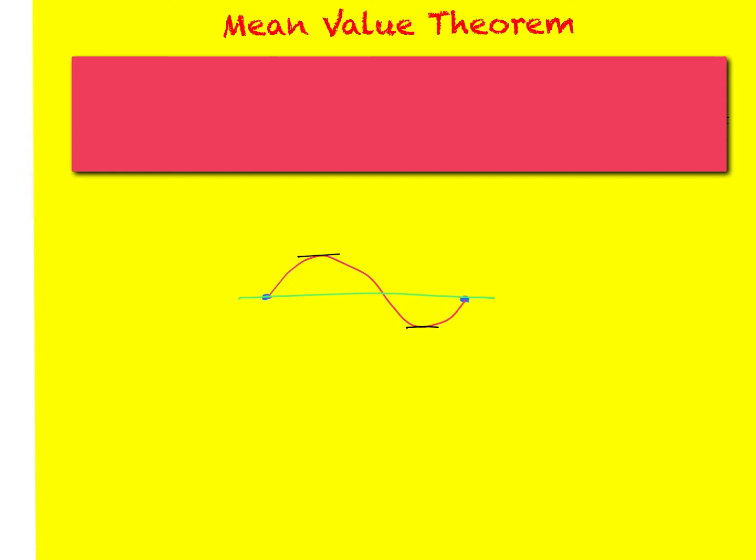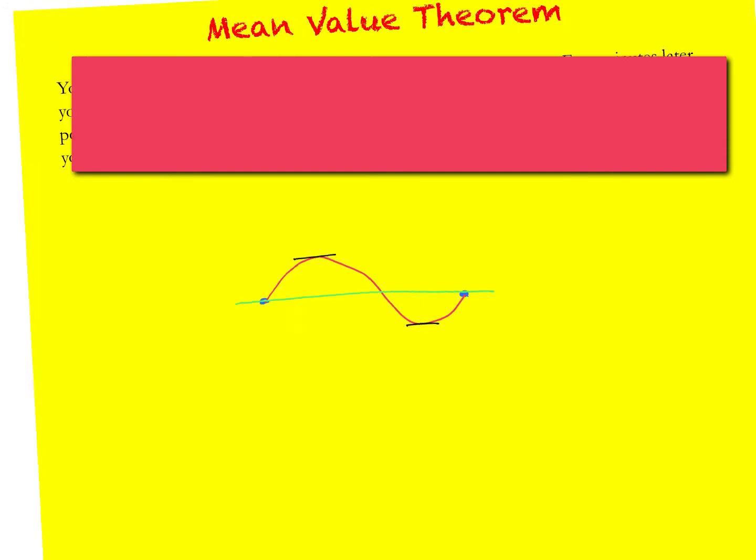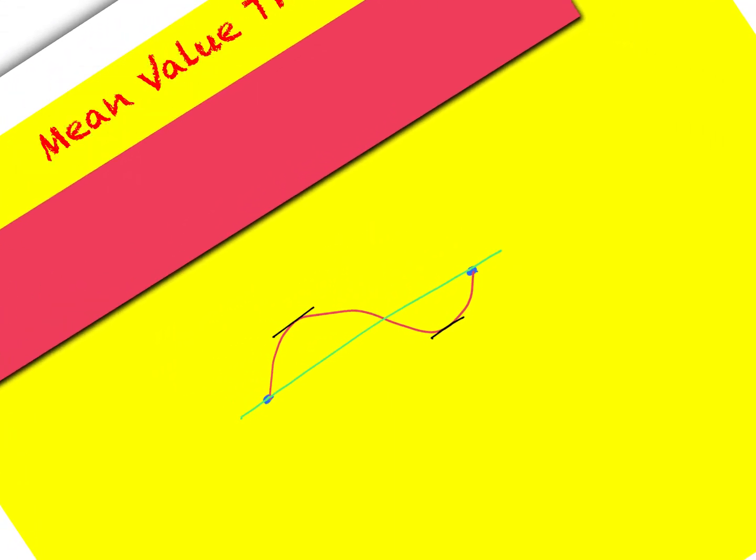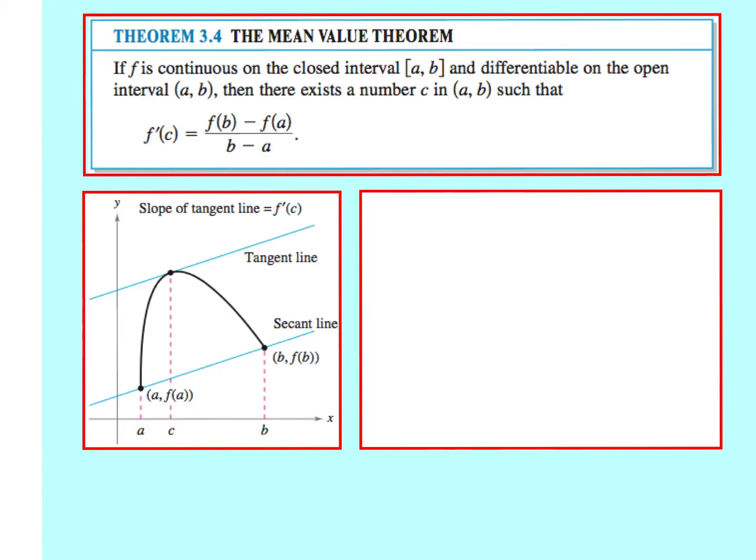But what if it's not 0? What if it's like that? So we could find the slope between the points and find when that is tangent to my curve. That's what the mean value theorem is. Let's do it. So here we go. The mean value theorem, MVT. This is what I need you to write.